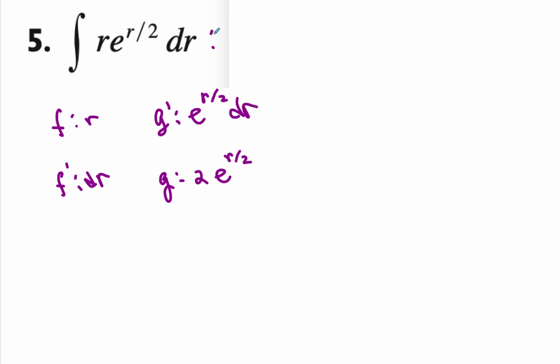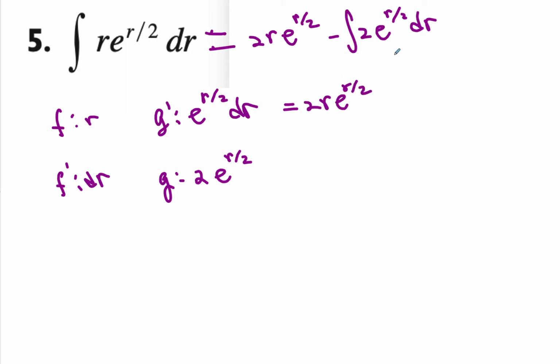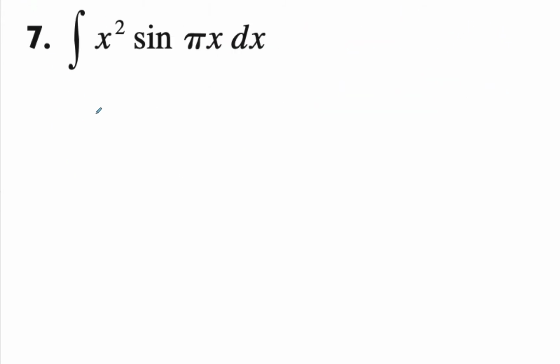So now this one should be equal to, I'm going to multiply these two things together first, 2r e to the r over 2, and minus the integral of 2 e to the r over 2 dr. So the first component I'm going to write down as it is, 2r e to the r over 2, and then the second one, when I integrate this one, another 2 has to be multiplied, so we get minus 4 e to the r over 2 plus c becomes the answer. Not bad. Let's look at number 7.